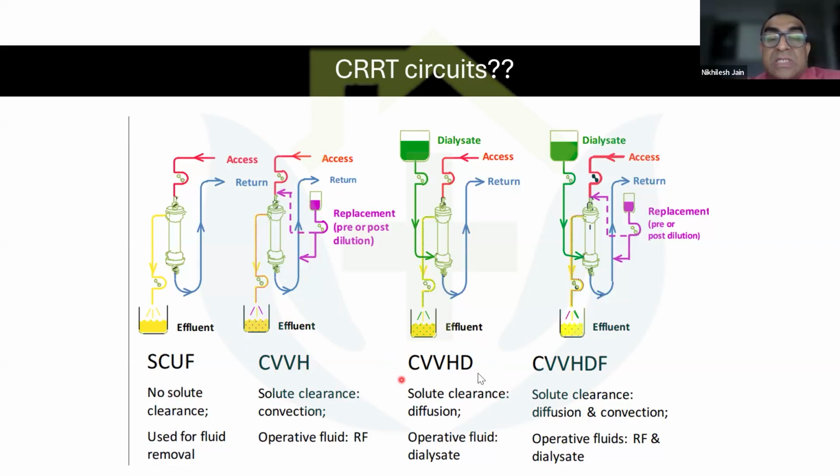When it comes to CVVHD, again, here the solute clearance is by diffusion. And the fluid that is used is the dialysate. Again, if you look at it, this is how the access gets connected. This is how the dialysate gets connected. And this is how the return gets processed. Here, somewhere you get the effluent. You combine both, and what you get is CVVHDF, wherein you get a replacement as well as an access and a dialysate connection here as well. So what is really happening here is you have solute clearance by diffusion and convection.